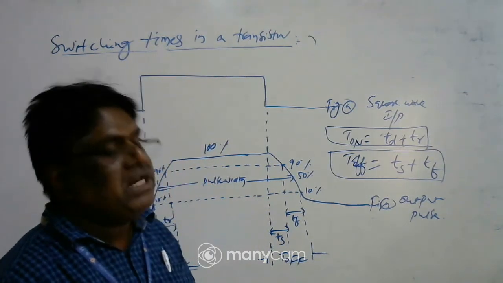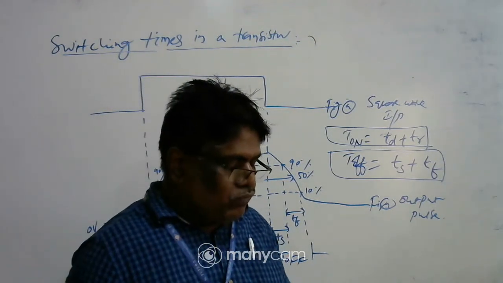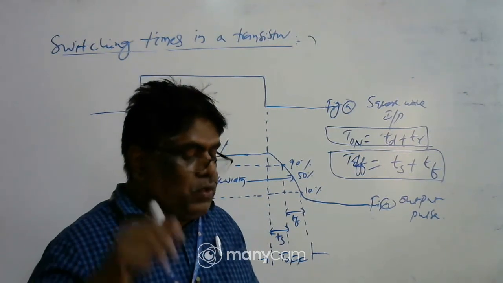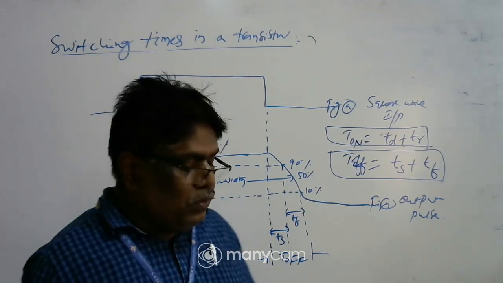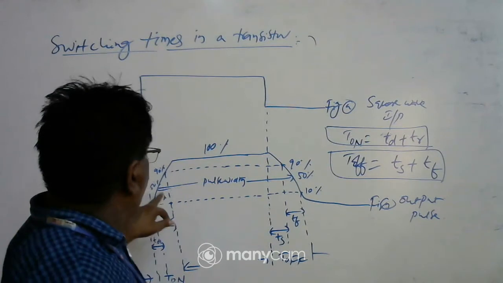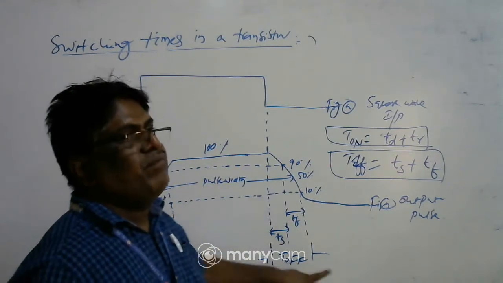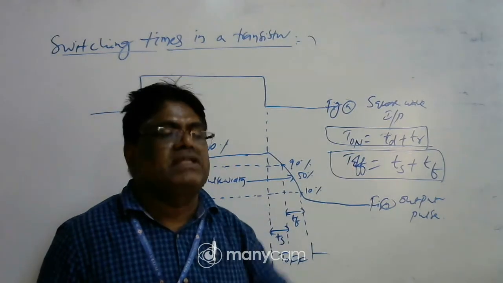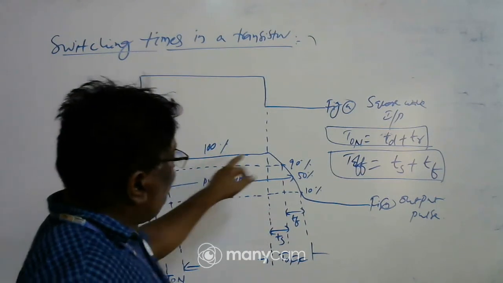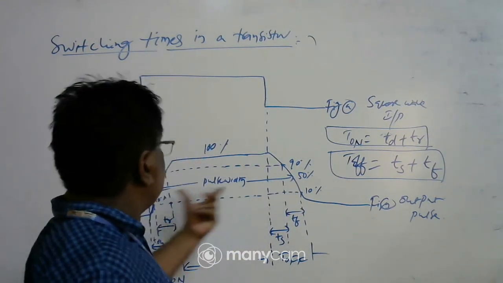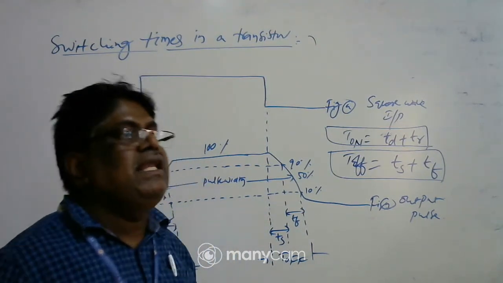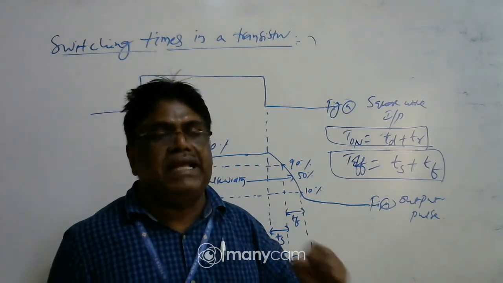Okay. Next one, pulse width. The time duration of the output pulse measured between the 50% levels of the rising and falling wave is defined as pulse width. So here 50% on the rise, 50% on the fall. In between is called the pulse width. So this is the switching times in a transistor.